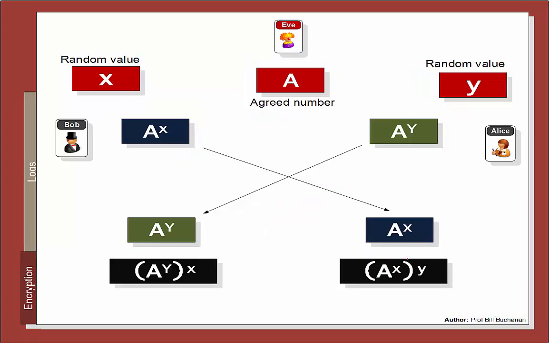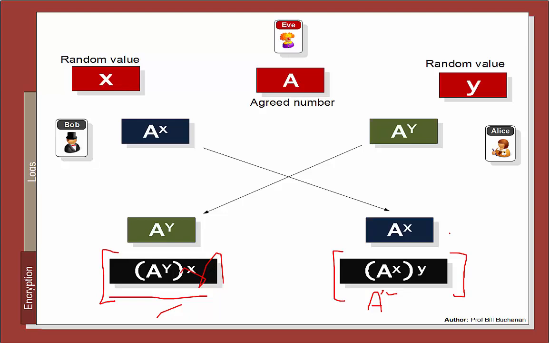What happens next is that Bob takes his value of x and raises a to the y to the power of x, and then Alice does a to the x to the power of y. As we've seen from a few slides back, that becomes a to the power of xy, and this one becomes a to the power of xy. So both values agree in the end, and we end up with the same value on either side.